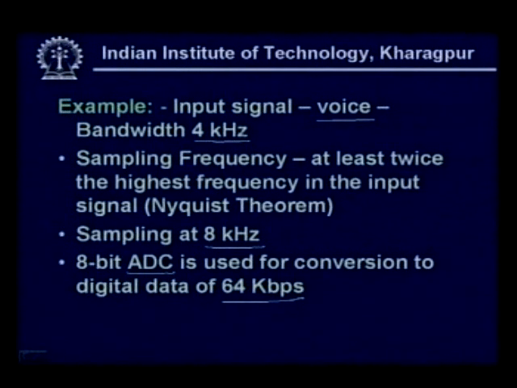So, you see here a voice of 4 kilohertz bandwidth, whenever you convert into digital data, has got a 64 kilobits per second data rate. This is the data rate, and this has to be properly encoded by line coding and then sent over the transmission media.